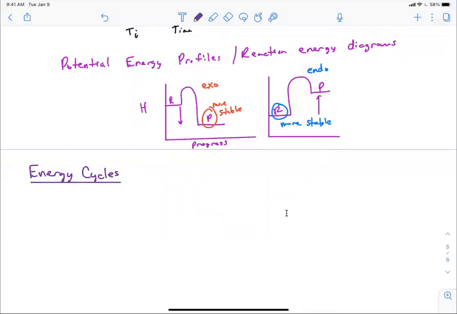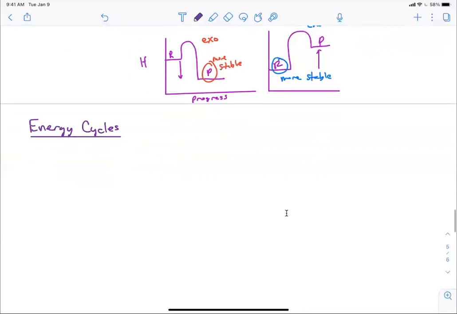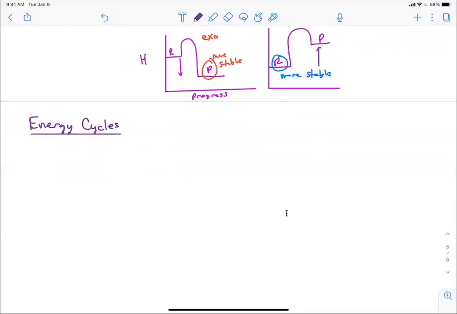Energy cycles. This is something the IB likes to illustrate because they think it helps visualize the idea that reactions can add together to get the same overall delta H. I'm going to use a higher level example here because I think it works best, but understanding energy cycles is also standard level. The one we're going to focus on first is the enthalpy of solution. We'll also do the Born-Haber cycle next.